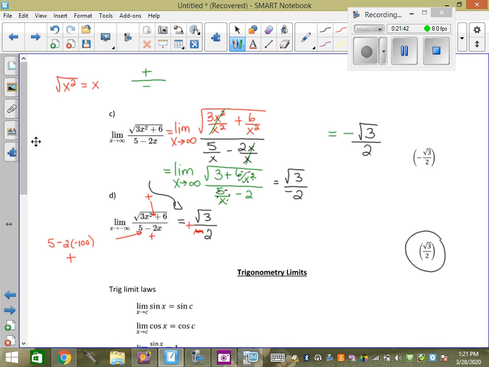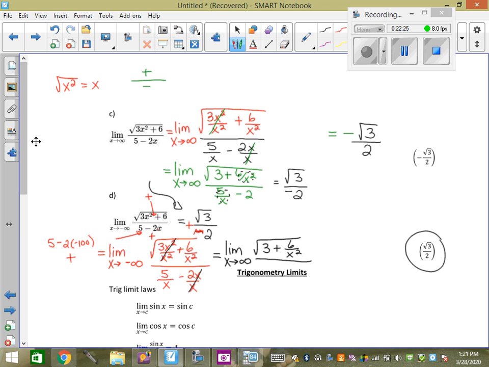So if I went to go show the actual steps for this one, this is what I would do. I would go limit as x approaches negative infinity, and then I'm going to get 3x squared divided by x squared plus 6 over x squared, over 5 over x minus 2x over x, because that's like dividing them all by x, remember? 2x divided by x, so I did it again. These cancel. Okay. Now, I'm going to end up with the limit as x approaches infinity, 3 plus 6 over x squared, all over 5 over x minus 2. Okay.